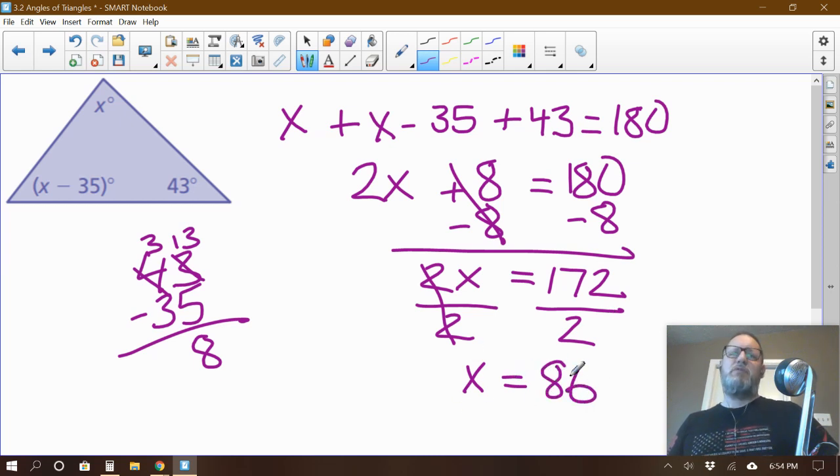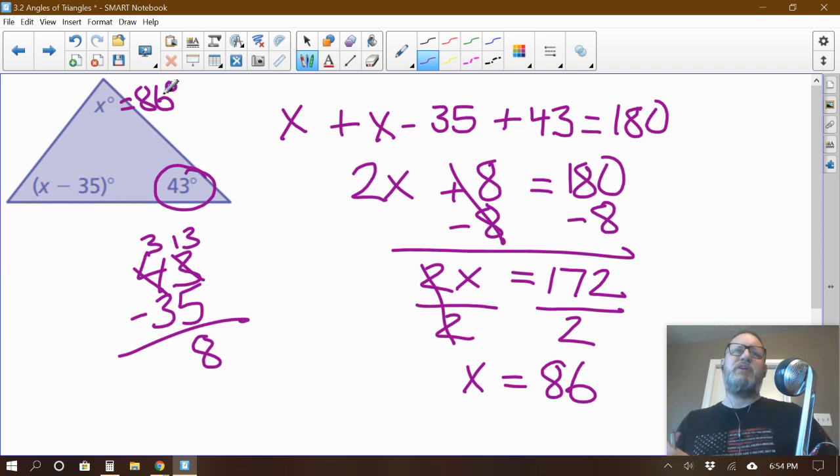Okay, so are we finished? Not quite. Let's label each of these angles. Well, we know this one's 86 degrees. We already knew this one was 43. But what about x minus 35?